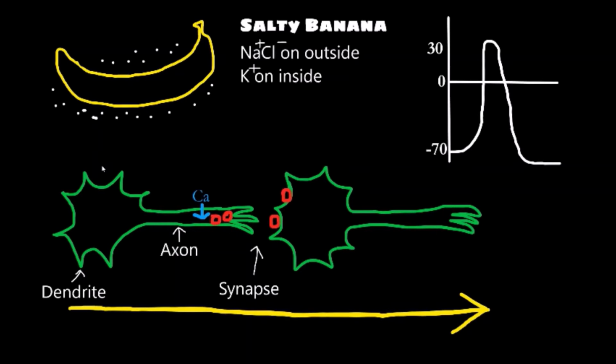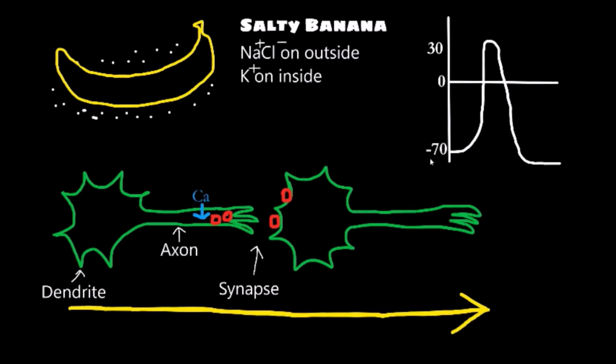So to get an idea of how action potentials occur, I've drawn a salty banana up here. A neuron is like a salty banana because it has positively charged sodium ions on the outside of it and negatively charged chloride ions on the outside of it. Additionally, it has positively charged potassium ions on the inside of it, just like a banana has potassium on the inside of it as well. This is important because these ions allow an action potential to occur.